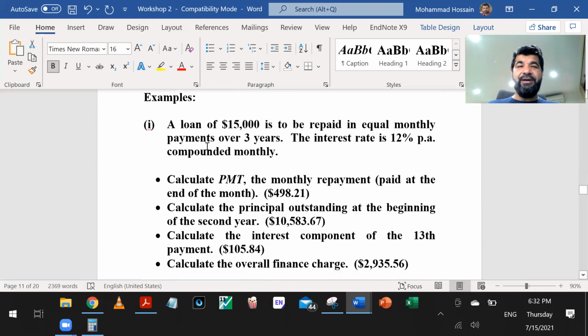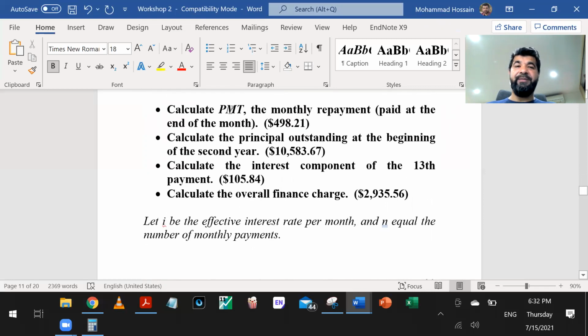All right, so now we have another question. A loan of 15,000 is to be repaid in equal monthly payments for 3 years. You have taken a car loan of $15,000, and payments are made over 3 years, equal monthly, so M equals 12. Interest rate is 12% per annum compounded monthly. Calculate the monthly repayment paid at the end of each month. Since this is at the end of each month, we understand which formula to use. It's not the annuity due, it's the ordinary annuity.